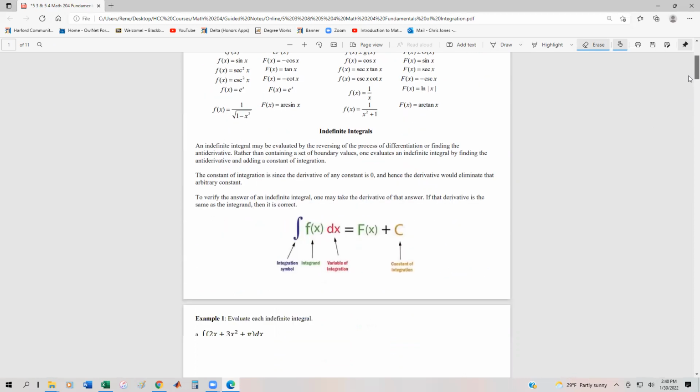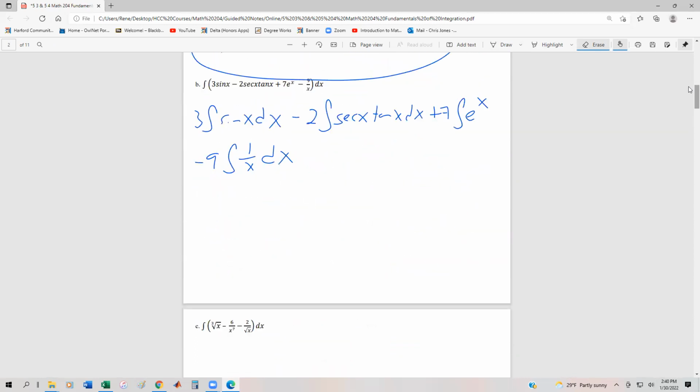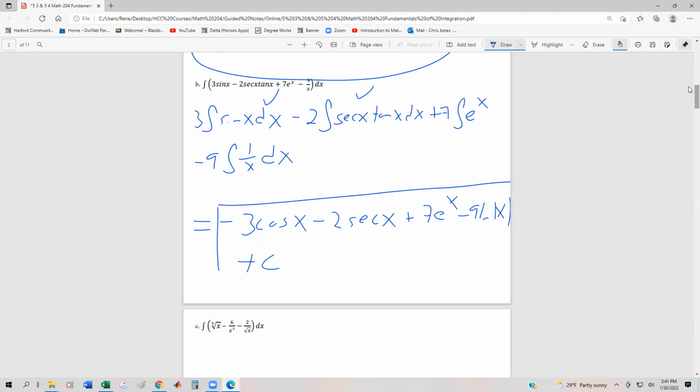So when we go back down, we just rewrite these, and this is going to end up being -3 cosine of x minus 2 secant of x. So that's this and this one. We have 7 e to the x minus 9 ln absolute value of x, and then because it's an indefinite integral, we have a plus c for our constant of integration.